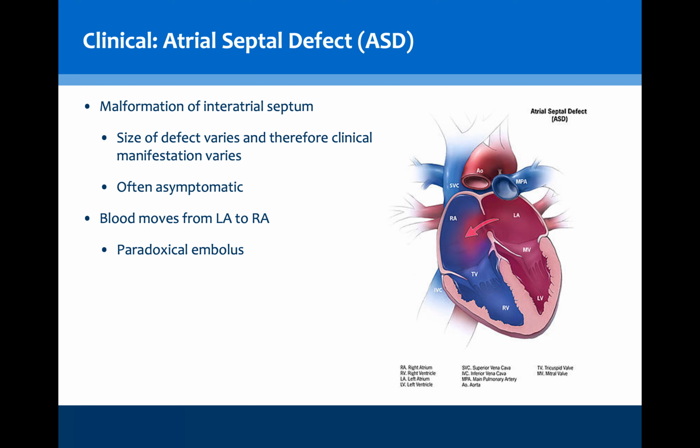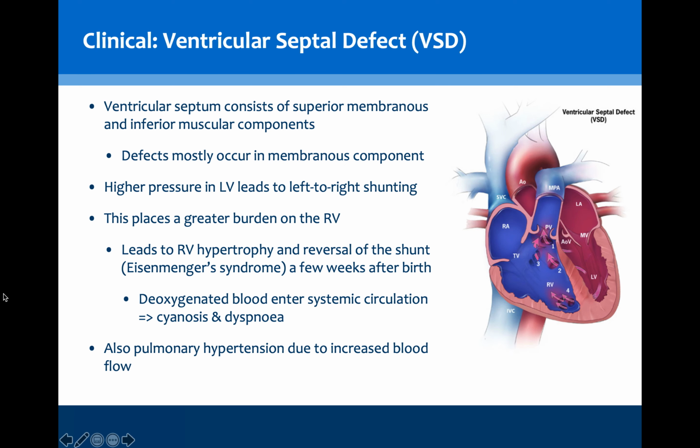Atrial septal defects can occur where there is malformation of the interatrial septum. The size of this defect will vary, as will the clinical manifestation as a result. Often, these are asymptomatic, as discussed previously with the patent foramen ovale. However, blood can move from the right atrium to the left atrium, leading to this paradoxical embolus, but also from the left atrium to the right atrium.